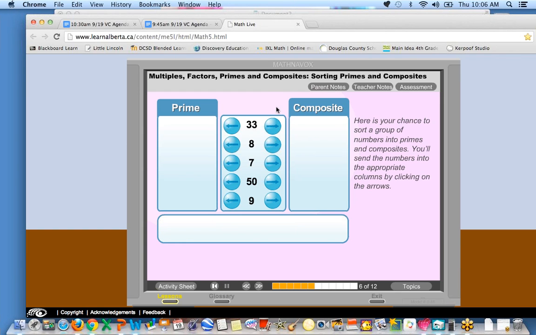All right, let's go a little faster. We've got harder numbers. 33, prime or composite? So P or C? Good, Tristan. That's right. The factors of 33 are 1, 3, 11, and 33 because we can multiply 3 times 11 and get 33. Good. What about 8, prime or composite?